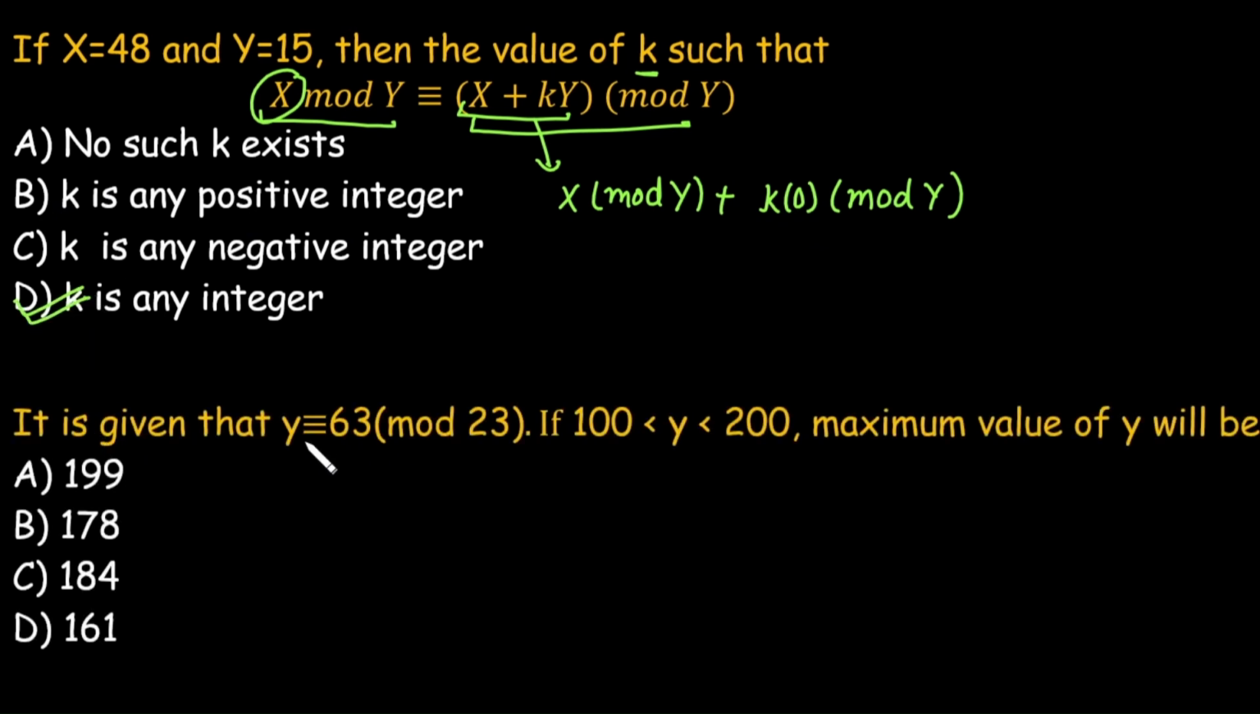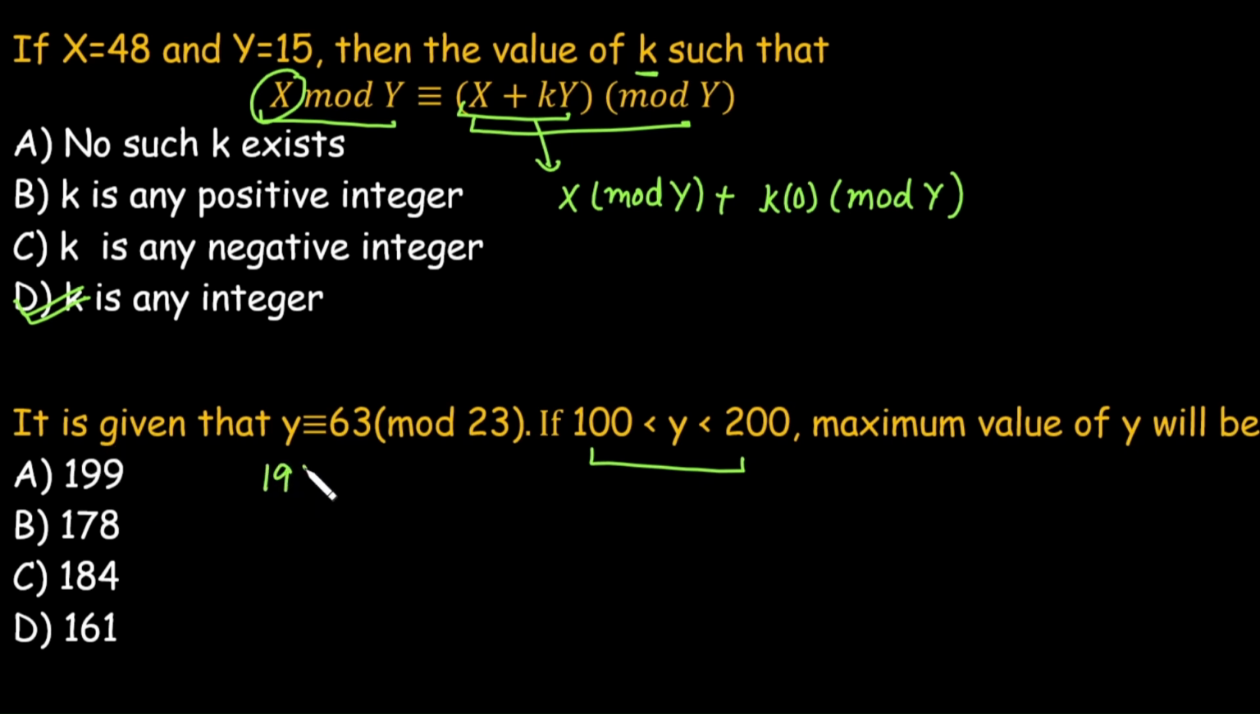Next, it is given that y is congruent to 63 mod 23 and if y lies between this, what is the maximum value of y? There is no need to simplify this. We will plug the values directly from here.